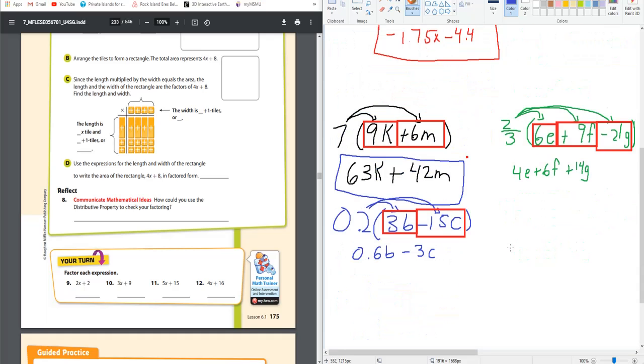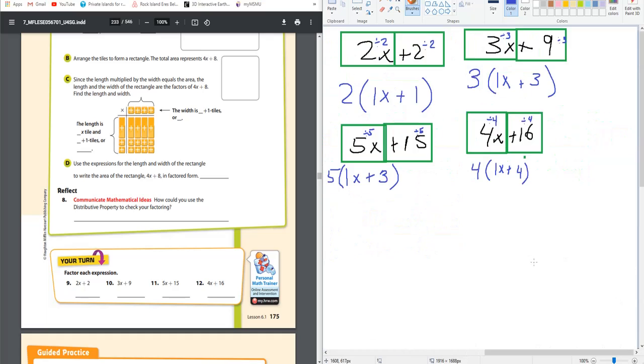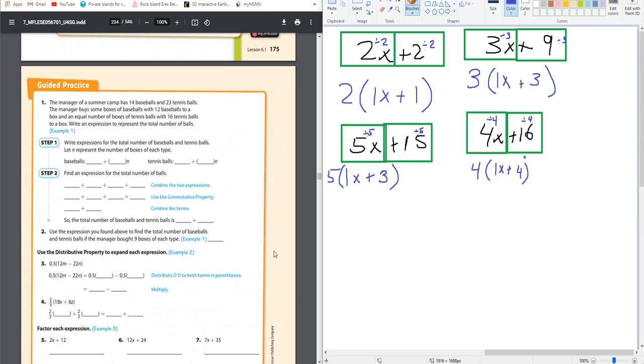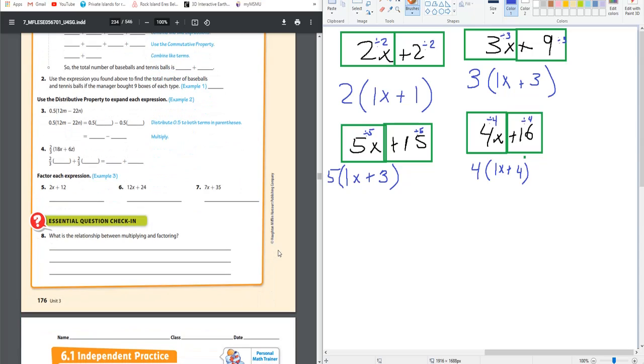Distributive property, pretty much we just took the number on the outside and multiplied it to everything on the inside. And factoring is the opposite. We took all the terms on the inside, saw what we can divide by, and pulled it out. So that should be pretty much enough basic knowledge to get you through the assignment.